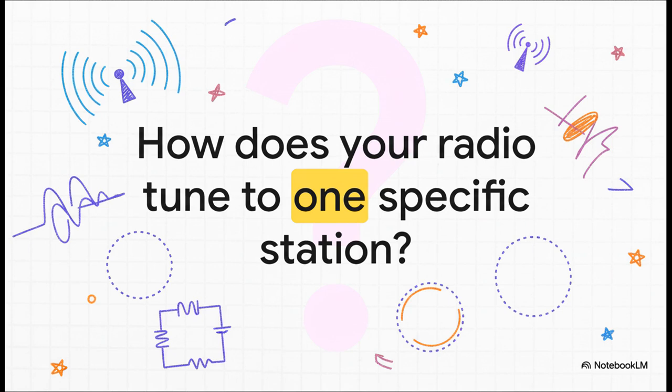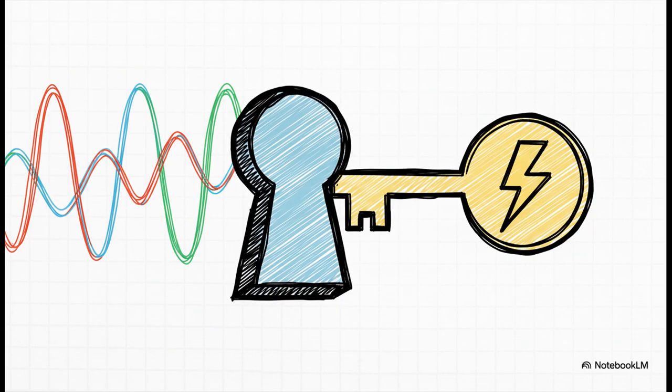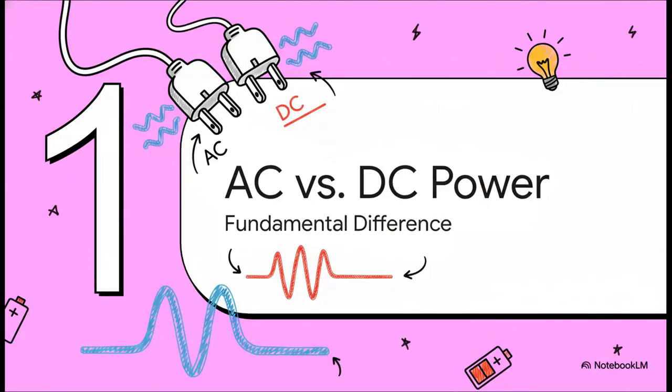There are countless radio signals floating all around you right this minute. So how does one simple device zero in on just one? It's not magic, but man, it sure feels like it, right? Well, that secret is locked away inside the physics of AC circuits. And by the time we're done with this explainer, you are going to have the key. So let's get started.